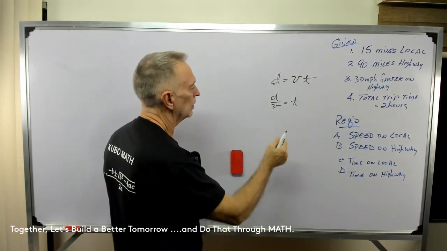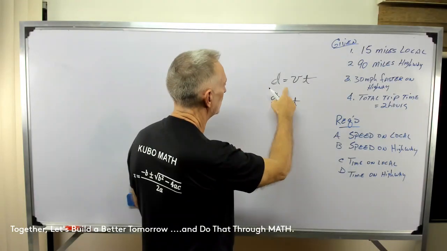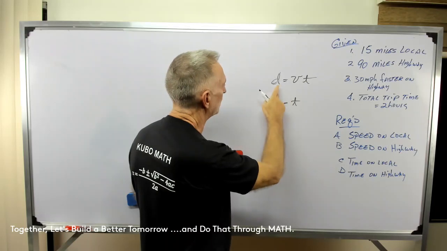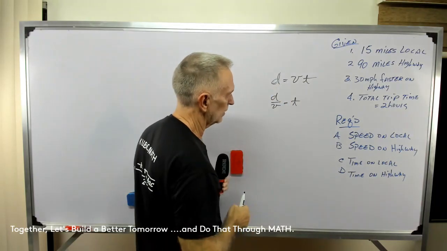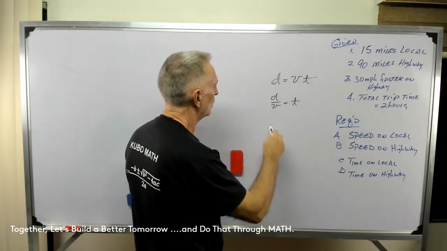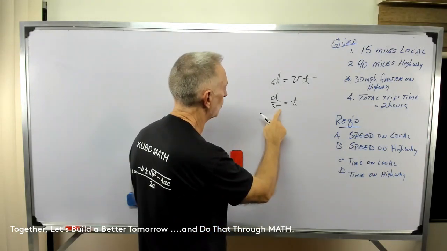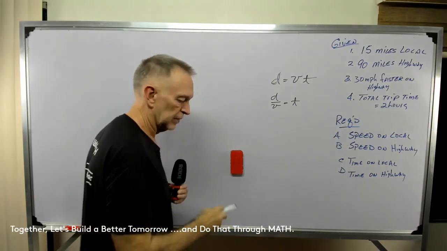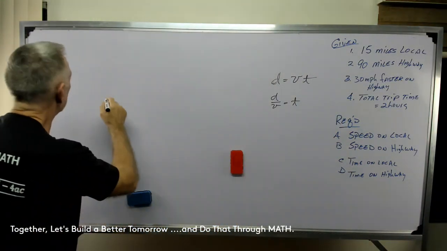Also, if I have this, I could divide by time and get velocity. So there's many things we could do there. So let's work with this one right here. The total trip time was 2 hours. So let's think about what we have here.